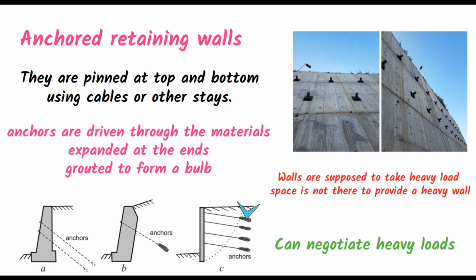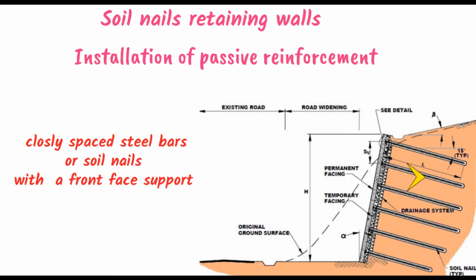When the walls are supposed to take heavy loads, the structure tends to become heavier and not economical. In this particular case, these anchored retaining wall systems are used, and this anchor system along with the retaining wall gives sufficient support for the structure. They can be used to negotiate heavy loads.